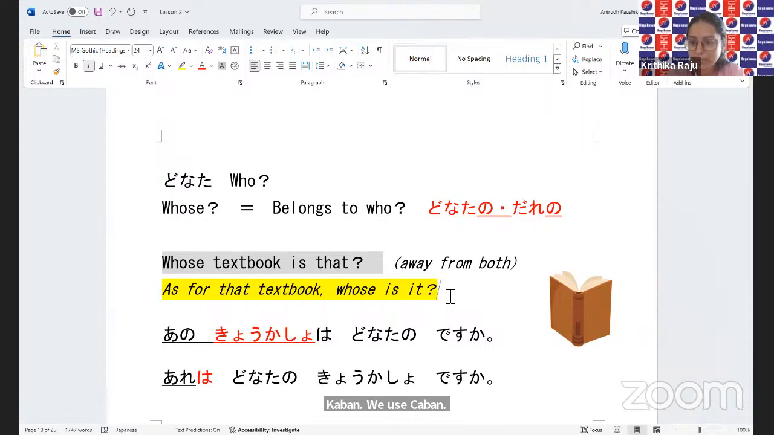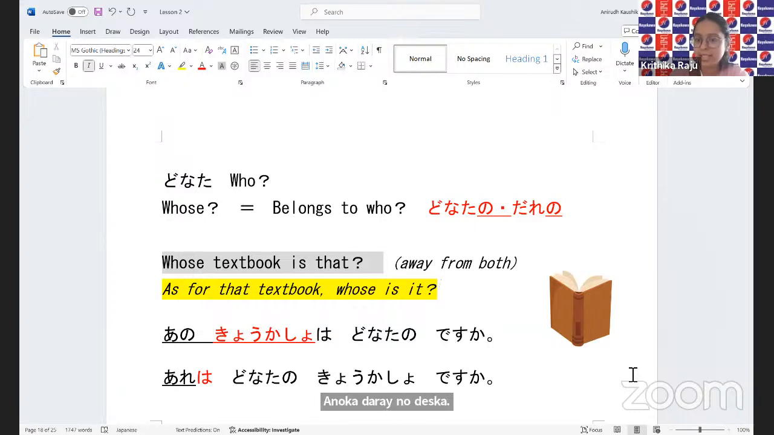Ano kaban wa dare no desu ka? Correct. Sentence is perfectly right. Once again, can you repeat it, please? Ano kaban wa dare no desu ka? Perfect.